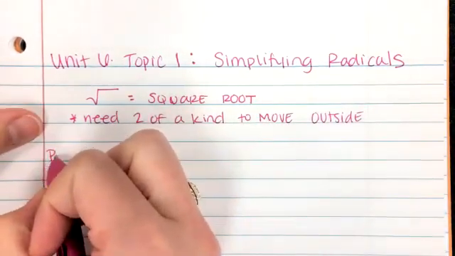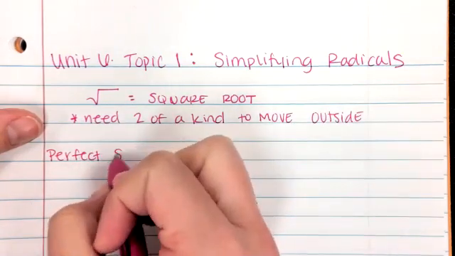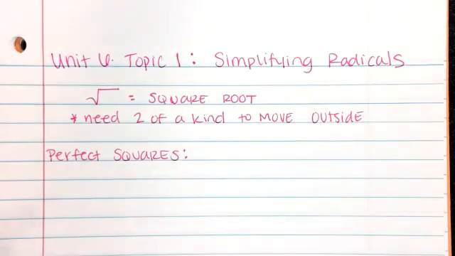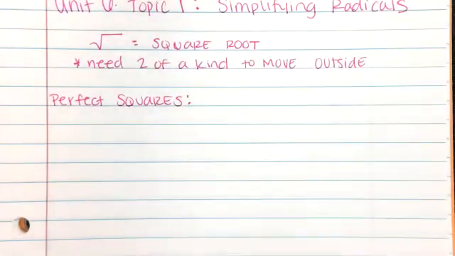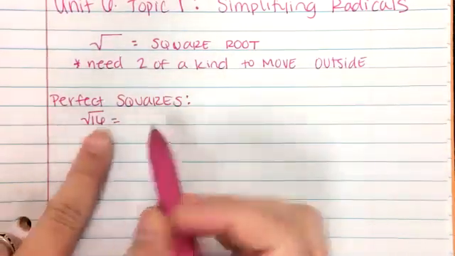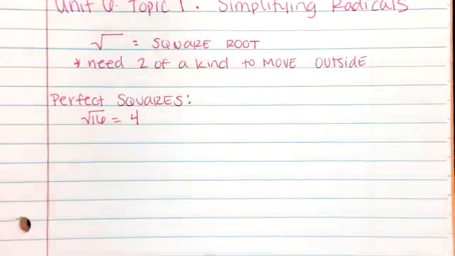There are things called perfect squares. You should know some of these, but I'm going to teach you a way to do it without knowing them. Does anybody know a perfect square? 16, why is 16 a perfect square? Because it's 4 times 4, it's the same number. So the square root of 16 is a perfect square because it's 4 times 4. 9's a perfect square. Why is 9 a perfect square? 3 times 3.